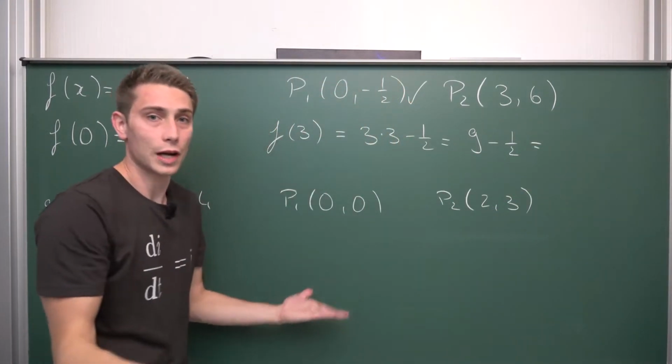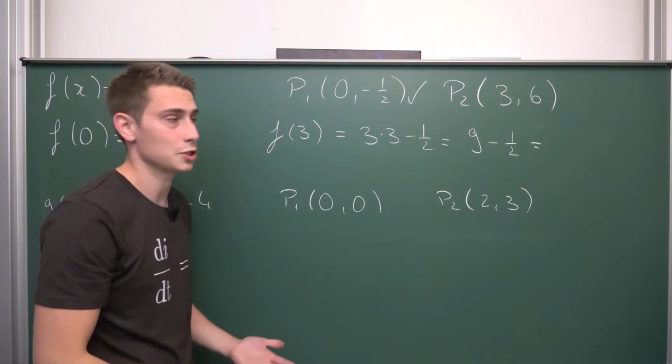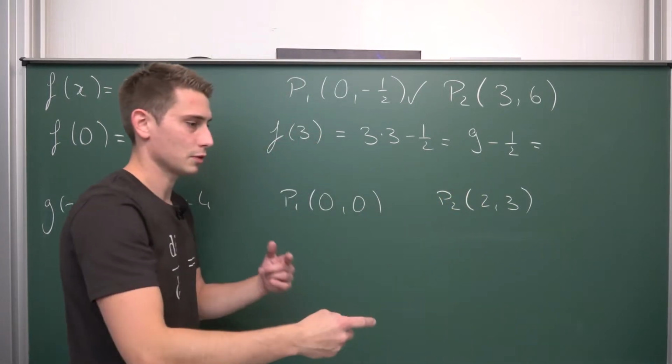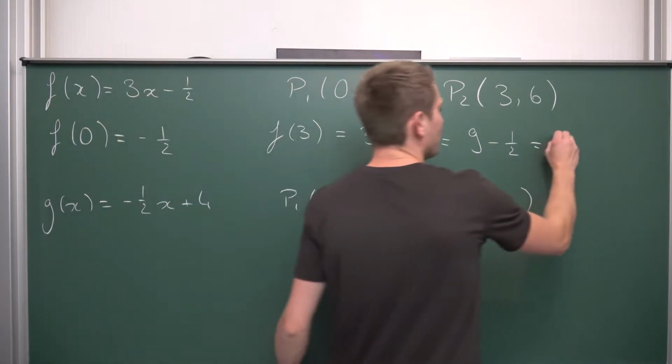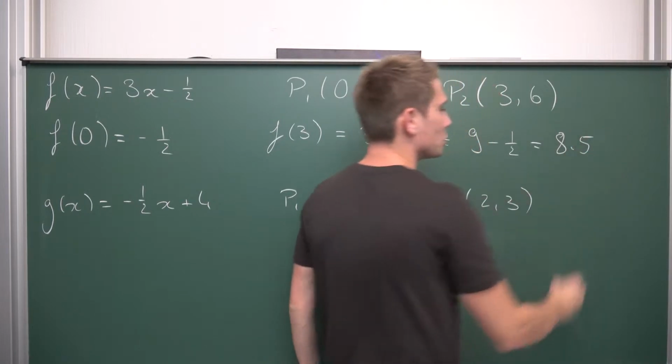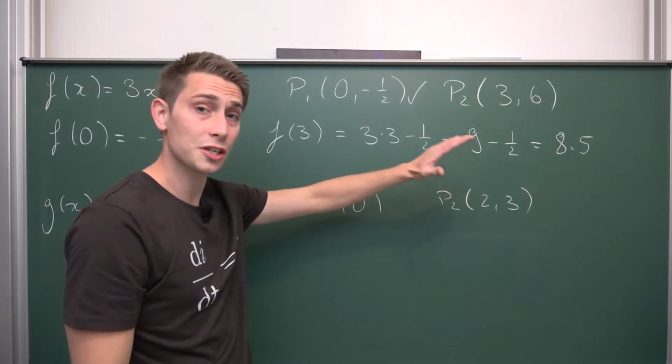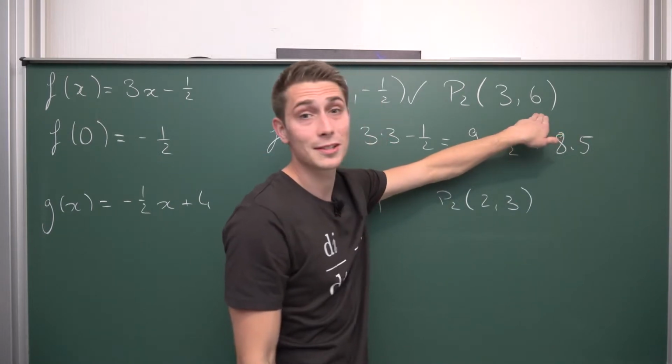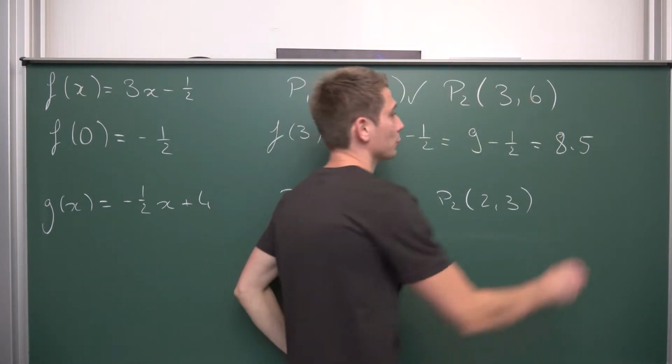Now you could do fractions, fraction addition, or you can just say 9 minus 1/2. Take 1/2 away from 9 is 8.5. But no matter what you do, if you have a decimal expansion or a fraction, 8.5 is not equal to 6, meaning this point doesn't lie on the graph of this function.